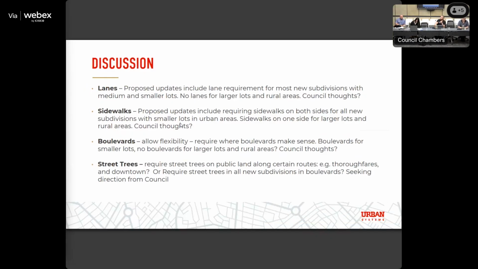And I guess one last question, if I may, is there any argument against having lanes? Are developers opposed to putting them in? Is it just cheaper to dig one ditch and put sewer and water into one ditch as opposed to two, or what's the downside of lanes?